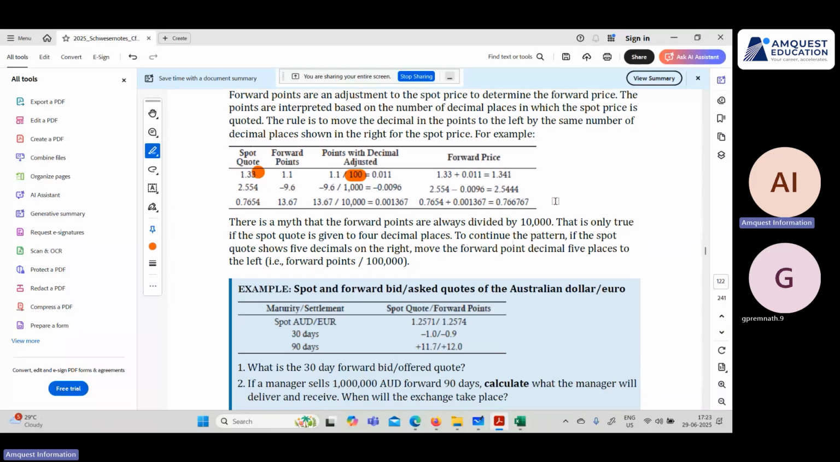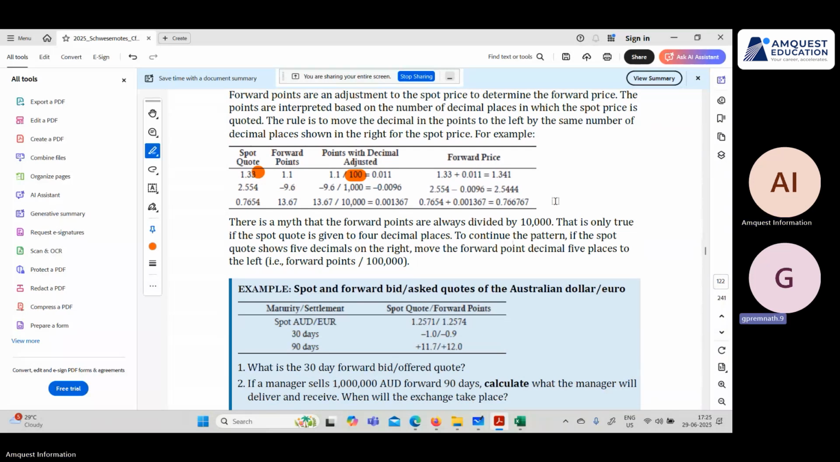How about the second question? Second question is, a manager sells 1,000 AUD forward 90 days. Calculate what the manager will deliver and receive. When will the exchange take place? So now he's talking in terms of price currency. Okay. Let me just solve this. Let me take some time. Take 2-3 minutes. Oh, it's confusing.